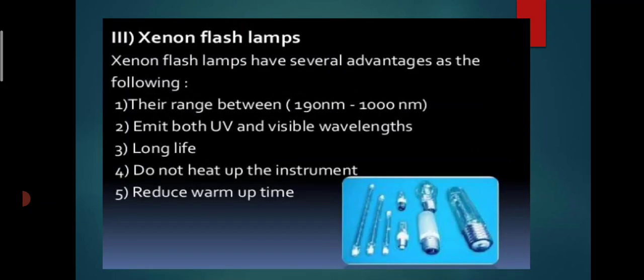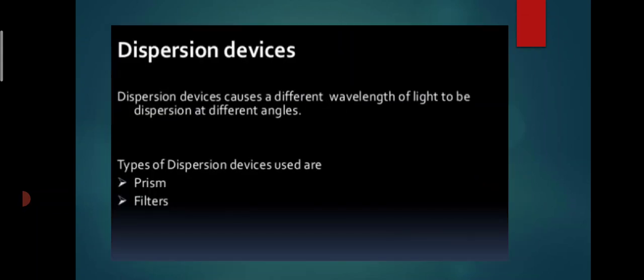And next we go for the xenon flash lamps. The xenon flash lamps have several advantages as the following. The range is between 190 nanometer to 1000 nanometer, emitting both UV and visible wavelength. It has a long life, does not heat up the instrument, and reduces warm up time. These are the advantages of the xenon flash lamps.